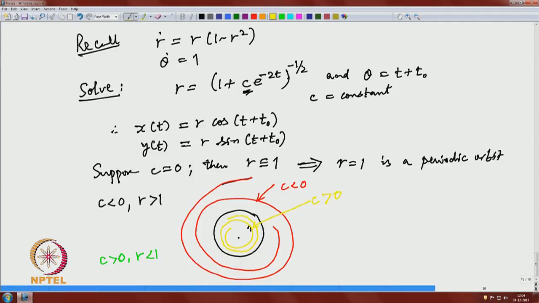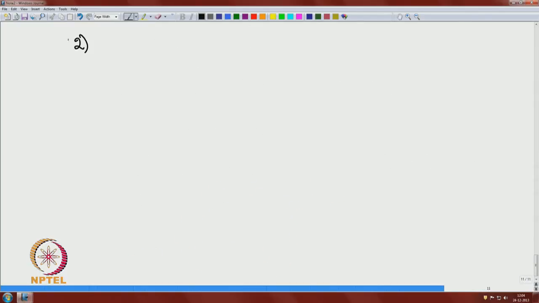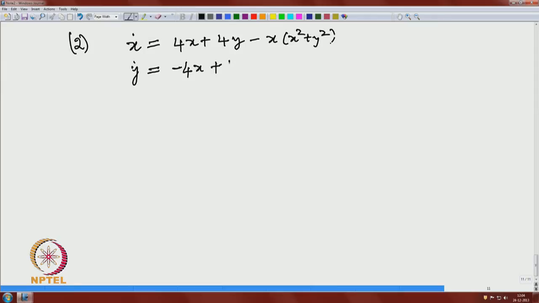So, you can try a similar example. So, let me just say, okay, example 2: x dot is equal to 4x plus 4y minus x times (x square plus y square), y dot is equal to 4x plus 4y minus y times (x square plus y square). Same thing. And again you introduce the polar coordinates r, theta. It is similar to the previous example, but there is some subtle difference. I would like you to work it out and see what the difference is.